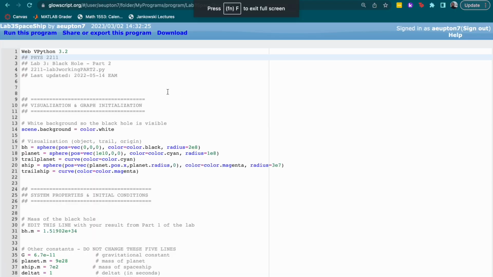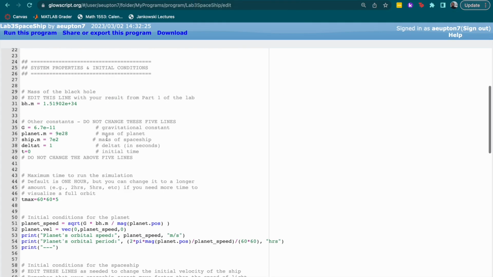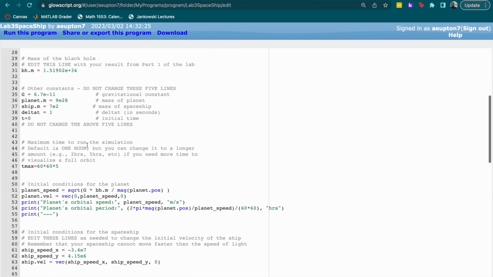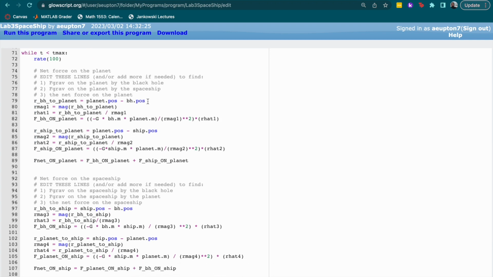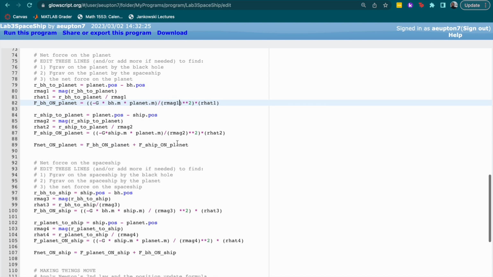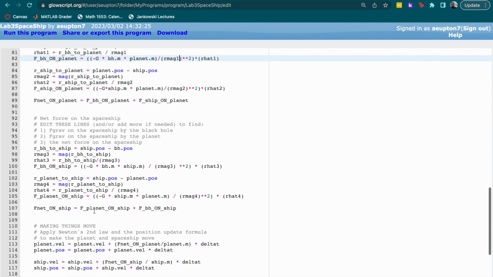So here I have the code for part 2 of the experiment. Here are all the initial conditions, including the mass of the black hole that we found from the first part. Then down here, we have kind of the same thing going on 4 different times. We have the distance from the black hole to the planet, the magnitude of this vector, r hat of this vector, and then the force of the black hole on the planet, and we're just using the gravitational force equation. And we do that same thing 3 more times, just using the different values for each one.